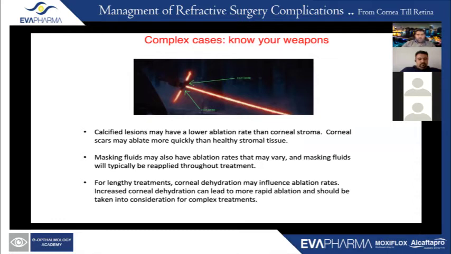And then when you are here to fight against a PRK complication, like for example a scarring, you have to know your weapons. As we know, a calcified lesion may have a lower ablation rate than the corneal stroma. So you have to consider this when you have a PRK complication. And if you also use masking fluids, you have to know the composition of this masking fluid, because it really affects your ablation. And you also have to consider for lengthy treatments that corneal dehydration is very important, because it may influence ablation rates.